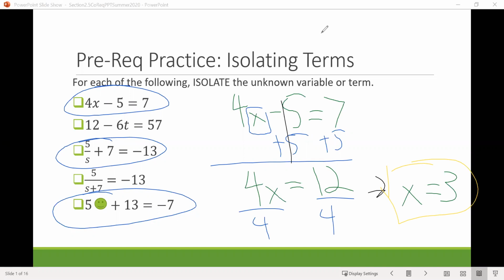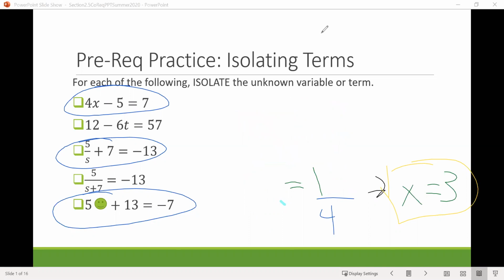Okay, and remember that when you're doing this, you're kind of doing order of operations in reverse, right? So rather than dealing with the multiplication first, we dealt with the subtraction and then dealt with the multiplication. All right, let's look at the next one.